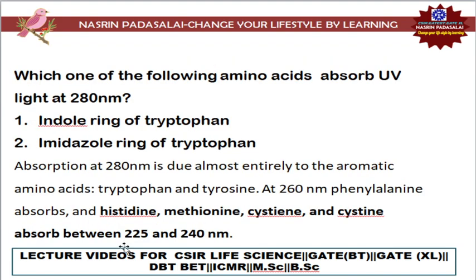So the next question is, which one of the following amino acids absorbs light at 280 nanometer? The absorption at 280 nanometer is due almost entirely to aromatic amino acids like tryptophan and tyrosine. At 260 nanometer, generally phenylalanine absorbs, whereas histidine, methionine, and cysteine absorb between 225 to 240 nanometer.